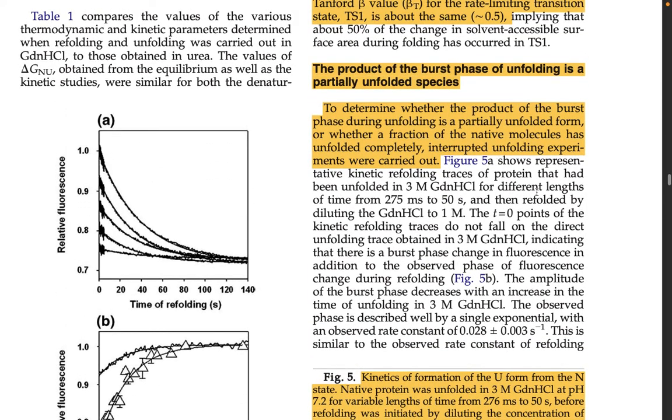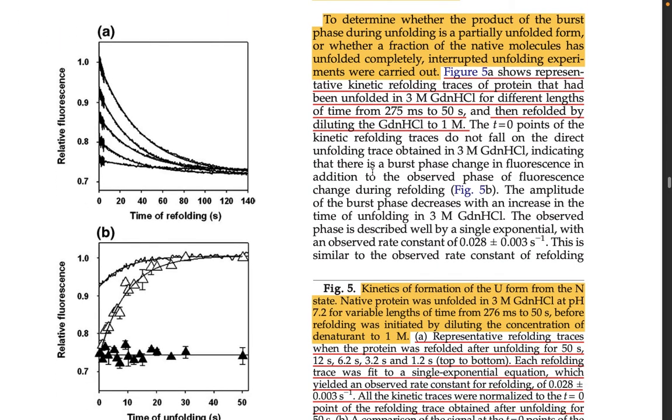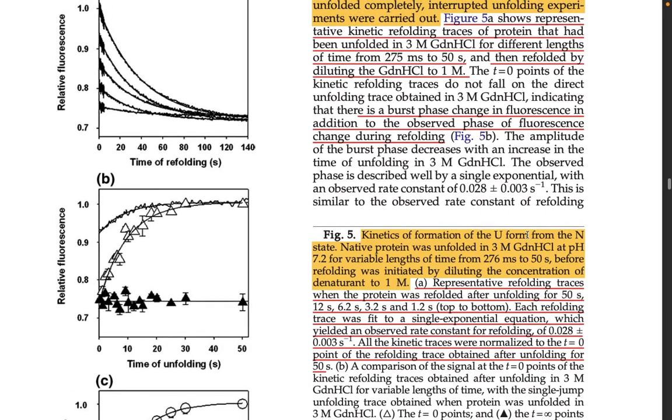So it says that figure 5a shows representative kinetic refolding traces of protein that had been unfolded in 3 molar guanidinium hydrochloride for different lengths of time from 275 milliseconds to 50 seconds and then refolded by diluting guanidinium hydrochloride to 1 molar. The t equal to 0 points of the kinetic refolding traces do not fall on the directly unfolded trace obtained in 3 molar guanidinium hydrochloride, indicating that there is a burst phase change in fluorescence in addition to the observed phase of fluorescence change during refolding. In 5b, there is a burst phase change in fluorescence.